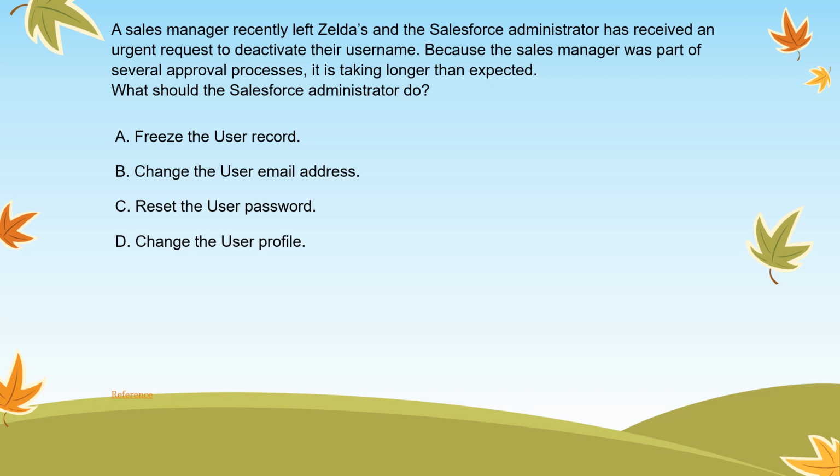A sales manager recently left Zelda's, and the Salesforce admin has received an urgent request to deactivate the username. Because the sales manager was part of several approval processes, it is taking longer than expected. What should the Salesforce admin do? Freeze the user record, change the user email address, reset the user password, change their user profile.